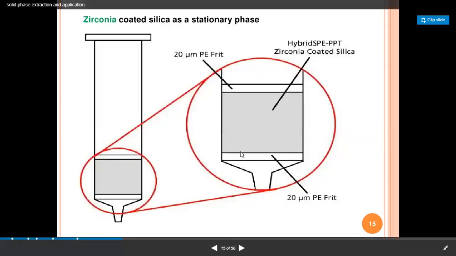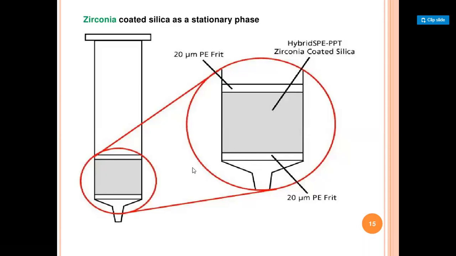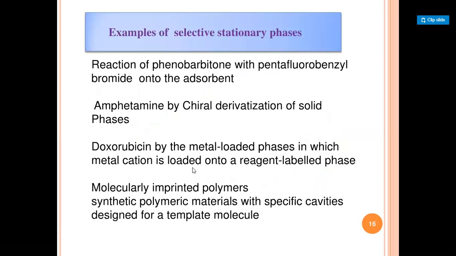Here you can see the picture of zirconia coated silica as a stationary phase. Examples of selective stationary phases: a reaction of phenobarbital with pentafluorobenzyl bromide onto the adsorbent, and amphetamine by chiral derivatization of solid phases.